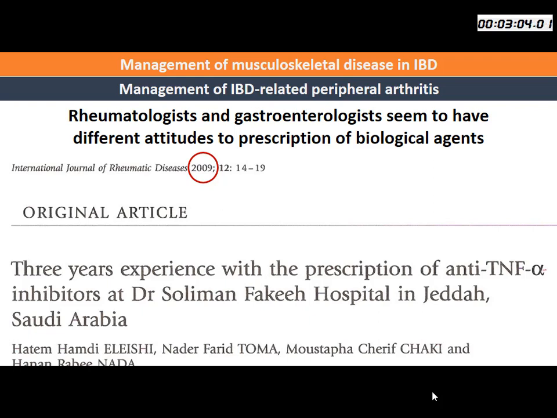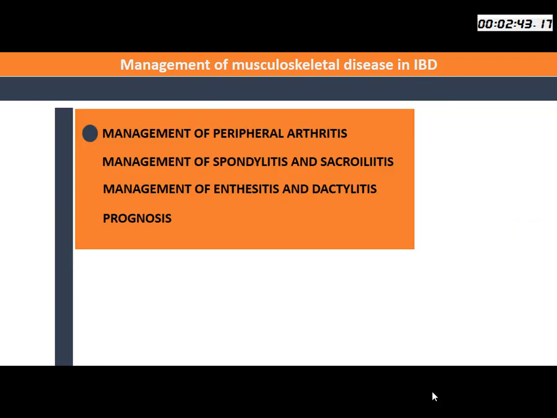My colleagues here in this article, one of them is Mustafa. Mustafa is a gastroenterologist. The collaboration here is that he was referring to me the patients and I was the one prescribing the biologics, even in patients who were not having any arthritic components at that time. But now he's an aggressive prescriber of biologics. So this is the management of peripheral arthritis.